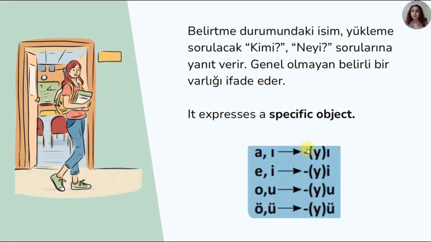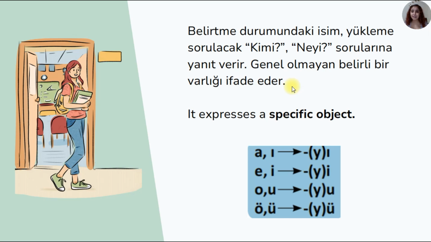And here you will see some suffixes to make accusative case. Before this, let's read this short part and I will give some examples to make it more clear for you. Belirtme durumundaki isim, yükleme sorulacak kimi neyi sorularına yanıt verir. Genel olmayan belirli bir varlığı ifade eder. It means it expresses a specific object which is not general. And you will ask those questions to the verb of the sentence.